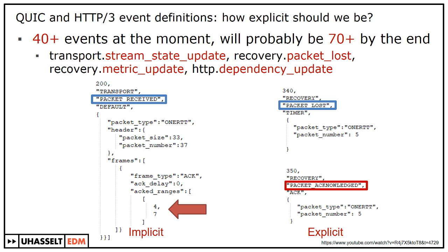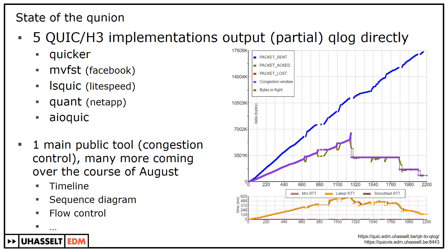So next slide, please. I'm very happy that we can say that we now have 5 different implementations that are outputting the qlog format directly. Not all of them are outputting all the events, obviously, most of them doing a subset, but still, it's already quite good. It's even more impressive seeing that we really don't have that many tools available yet. There is one that is mainly being used that you can see here. It's mostly for debugging congestion control issues.